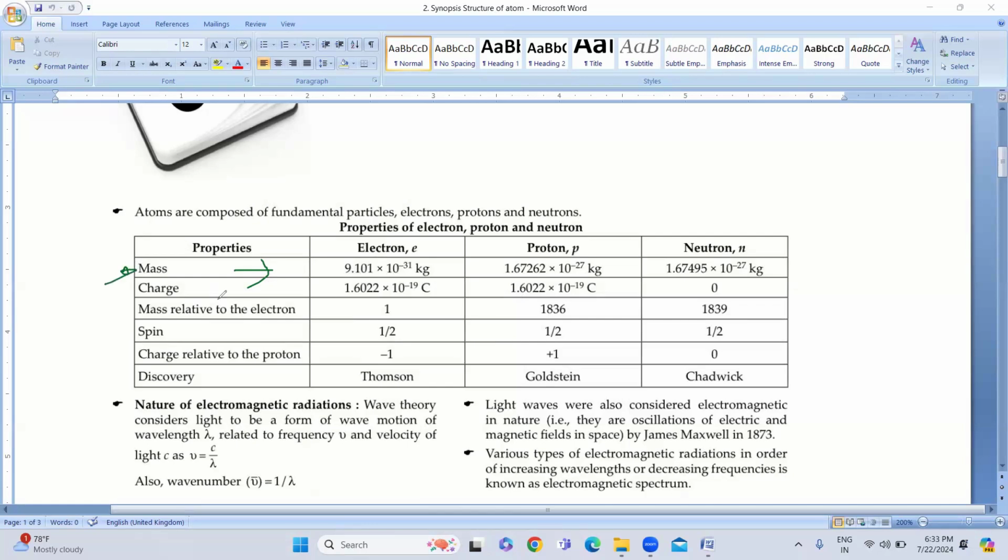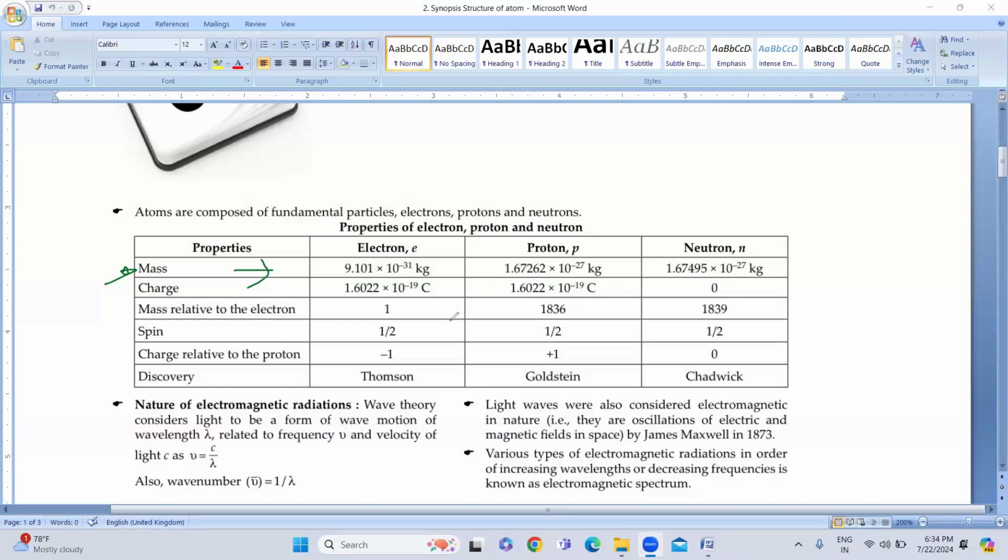Then what is the mass of the proton? It is 1.67262 into 10 raised to minus 27 kg. Then the mass of the neutron is 1.674 into 10 raised to minus 27 kg. So this is the mass of the neutron.